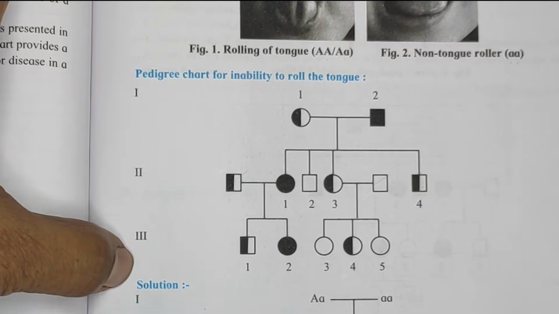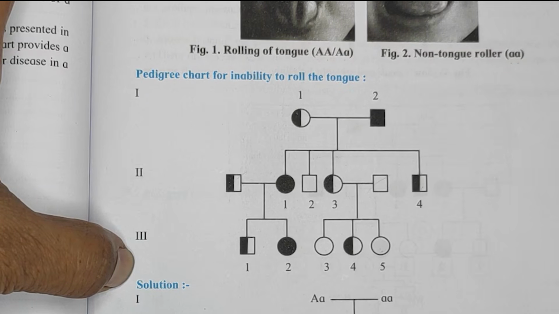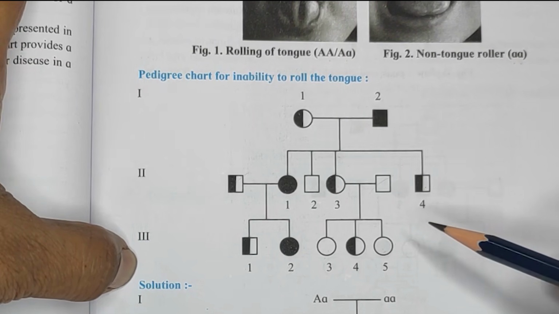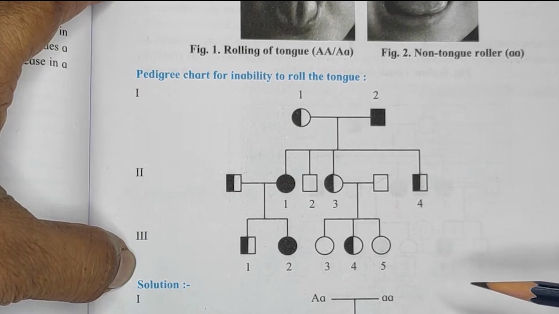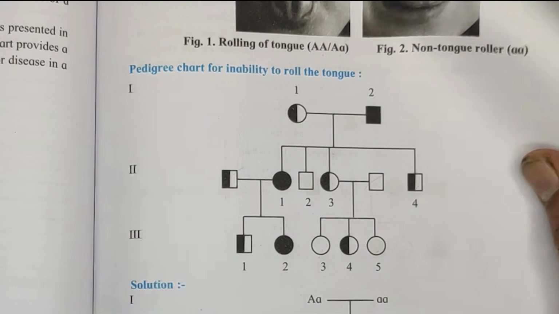Then what type of linkage is present? The linkage is of the autosomal type. Autosomal type of linkage means what? It is about the body character. It is not related to the sex.